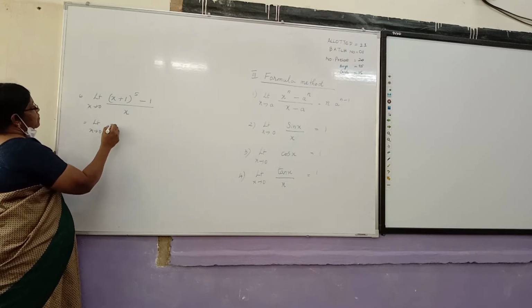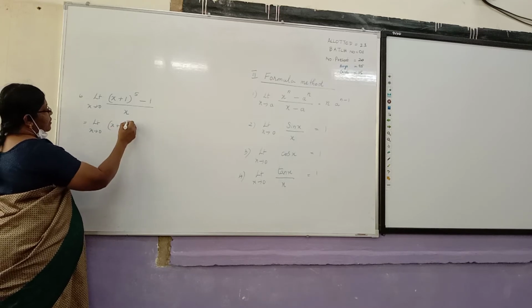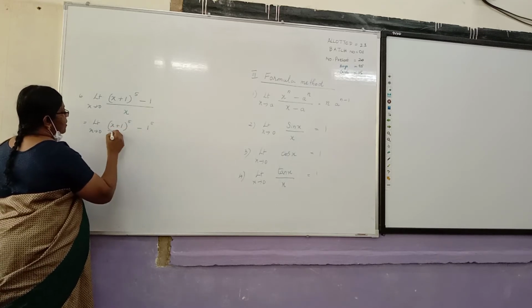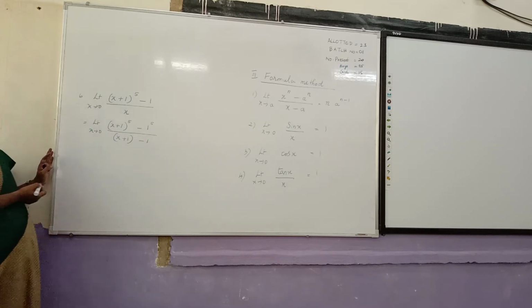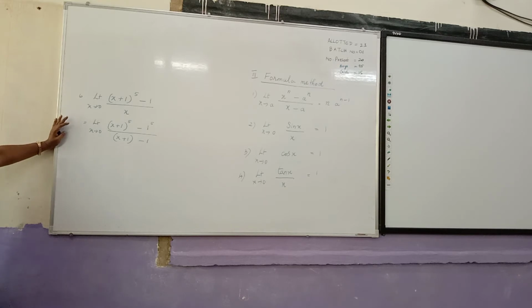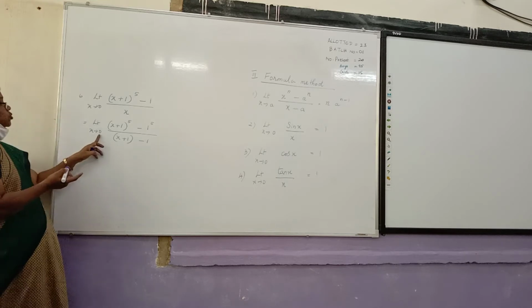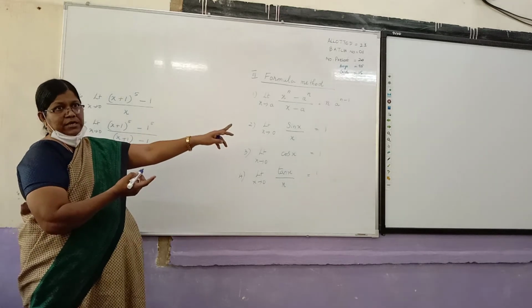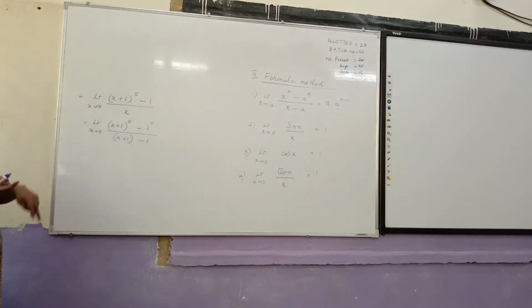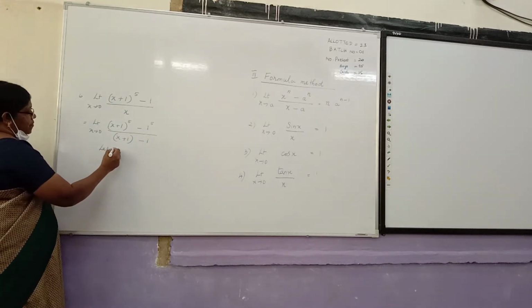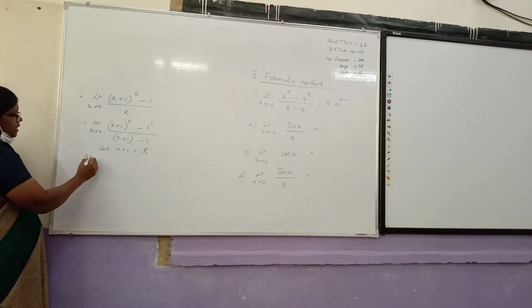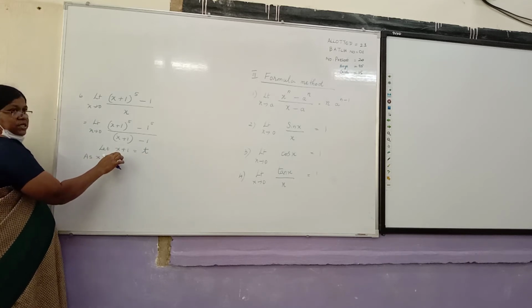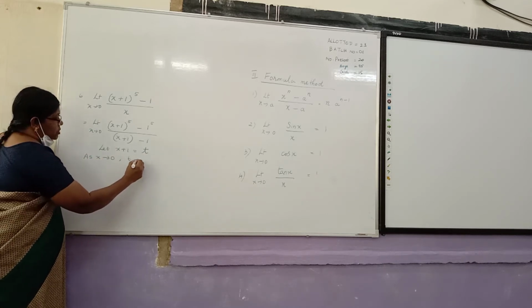Limit x tends to 0, (x plus 1) the whole power 5 minus 1 power 5, by (x plus 1) minus 1. Can I write the denominator like this, added and subtracted? But here x tends to 0, and the formula needs x tends to a. So to convert that, let us do one substitution. Let x plus 1 equal to t. As x tends to 0, t tends to 1.